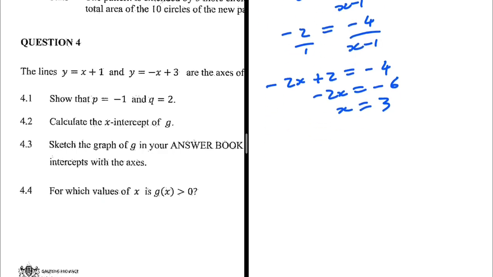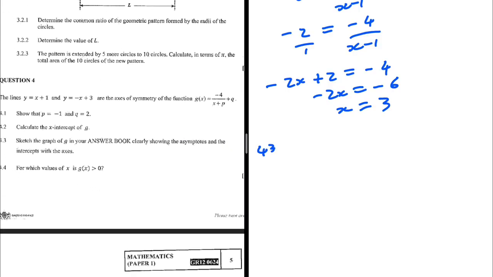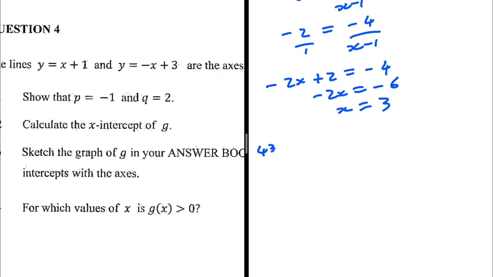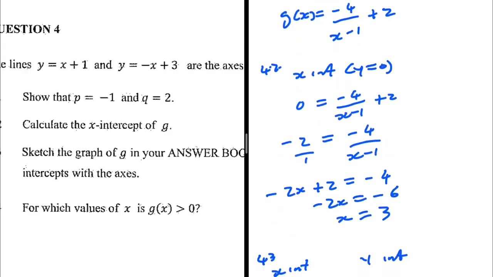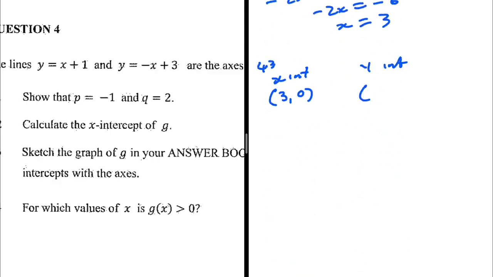Right. And then 4.3, we're supposed to sketch the graph of g and show the asymptotes and the intercepts. Okay, let's gather our variables and sketch therefore. So x-intercept, we know the coordinates, x is 3 and y is 0. But what about the y-intercept? Let's take a look. If we were to substitute 0 there, we would get minus 4 divided by minus 1, which is 4, plus 2 is 6. So y-intercept, we have 6 and 0.